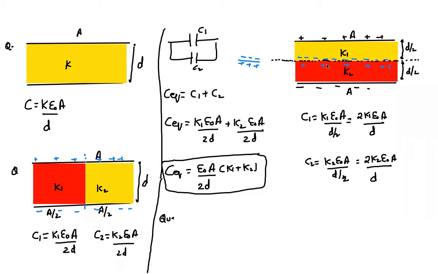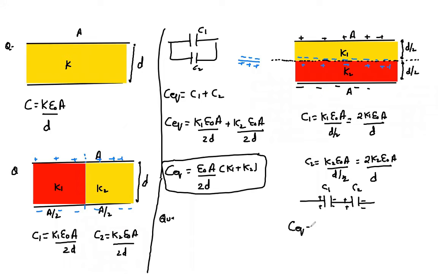Afroza, can you guess what type of combination this is? Is it series or is it parallel? Series. Why are they connected in series, Afroza? Because positive and negative are connected together. Right, because positive and negative are connected together. So they are connected in series.